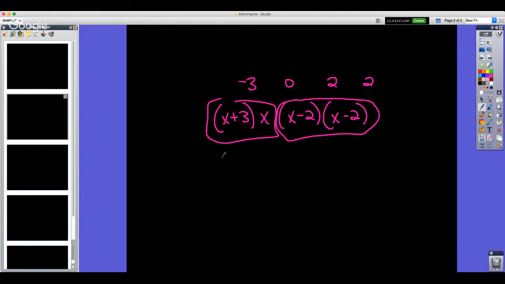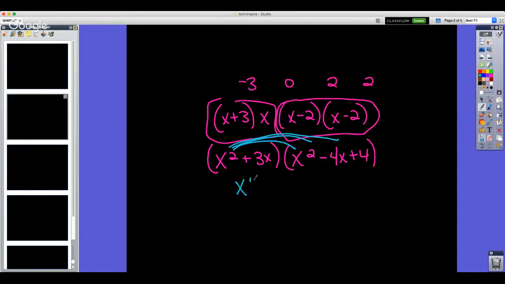So x times x plus 3 would be x squared plus 3x. As far as x minus 2 times x minus 2 goes, it would end up getting x squared minus 4x plus 4, okay? Now, going forward, I'm going to multiply this out. So I'm going to go x squared to each of these 3, right, to produce an x to the 4th minus 4x to the 3rd plus 4x squared, right? Let's look at the second one. Let's multiply 3x by all 3 of them to get 3x to the 3rd minus 12x squared plus 12x.